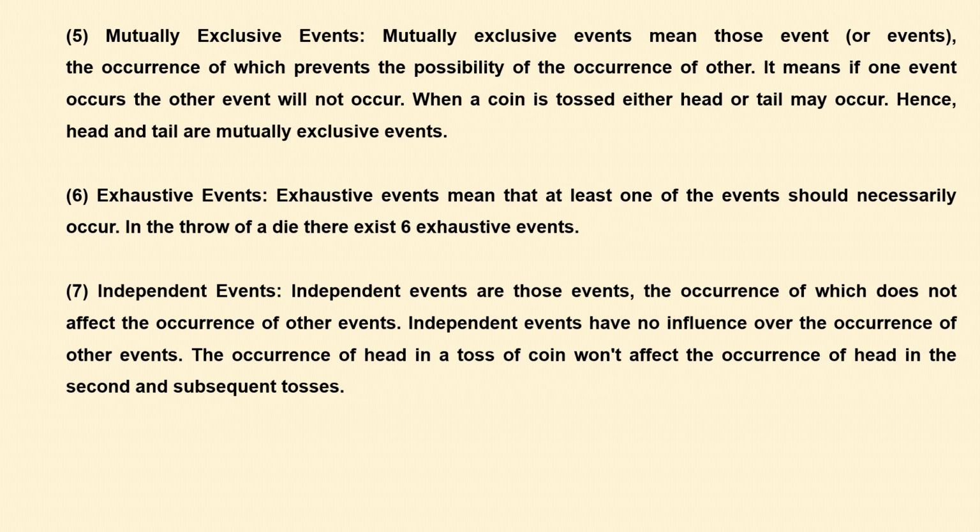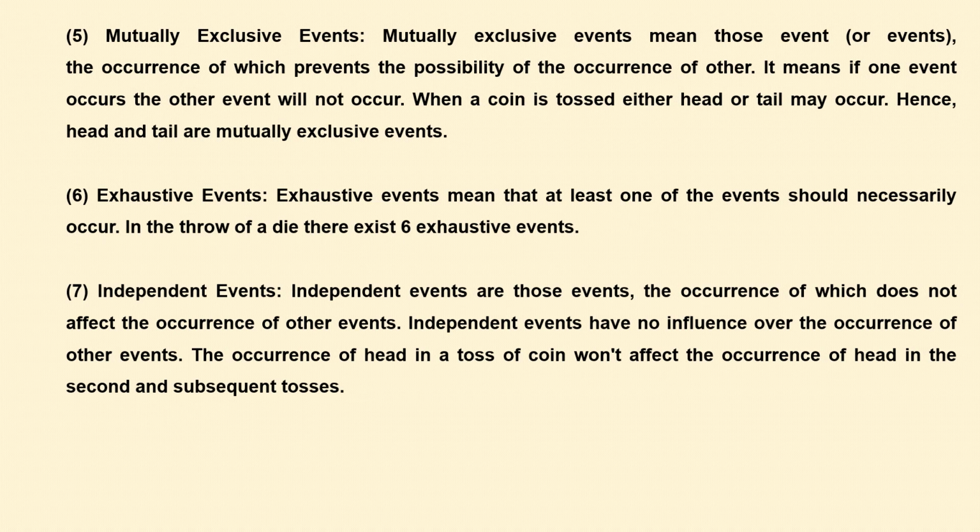Then fifth one is mutually exclusive events. Mutually exclusive events mean those events the occurrence of which prevents the possibility of the occurrence of other. It means if one event occurs, the other event will not occur. When a coin is tossed, either head or tail may occur. Hence, head and tail are mutually exclusive events. Like that in throwing of die also, all the six are mutually exclusive events because occurrence of one will prevent the occurrence of other.